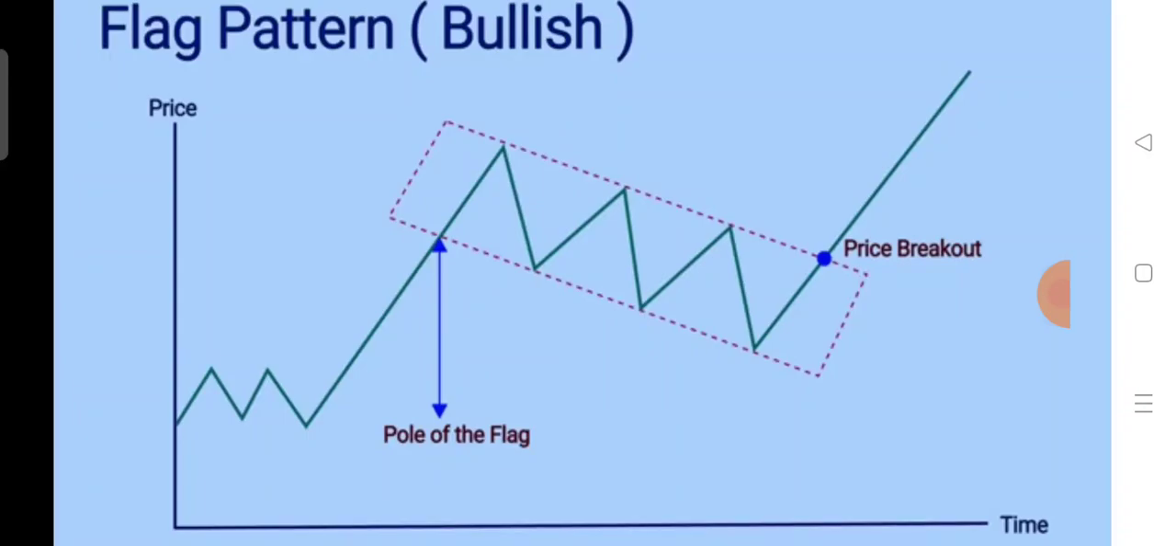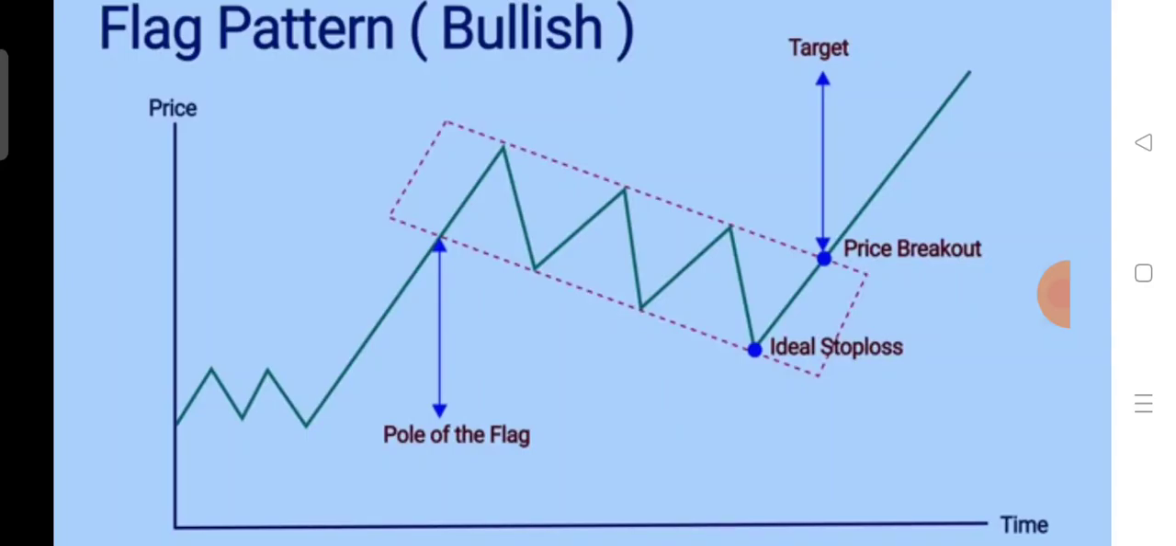So from the breakout point, if we add the height of the pole, we get a potential target, and the stop loss should ideally be below the nearest swing low before the breakout. So first there is a pole, then there is a flag breakout. So we project the target, and when the target is reached, we can book the entire amount of profit, or we can trail with a stop loss.